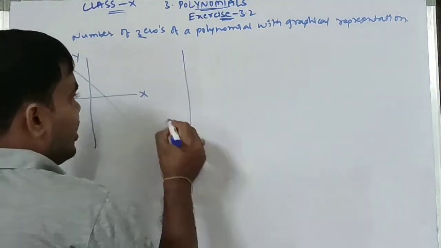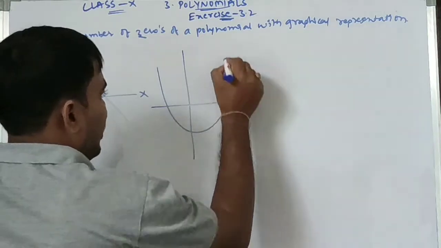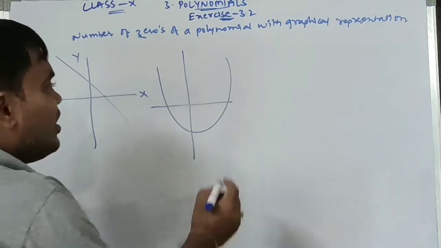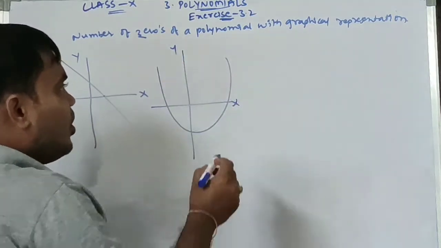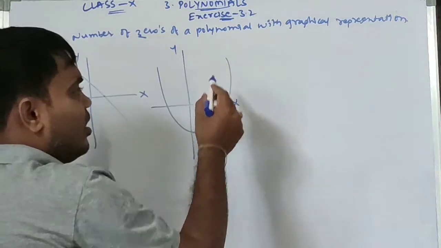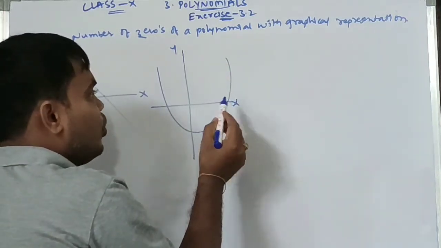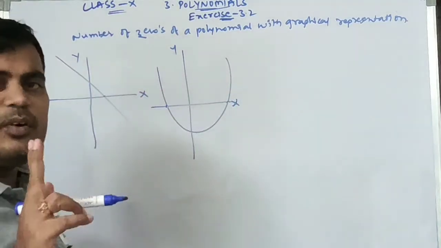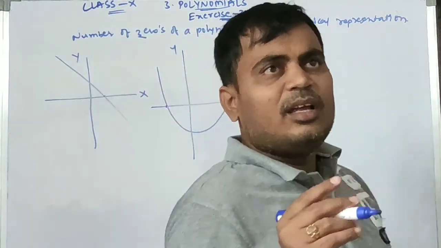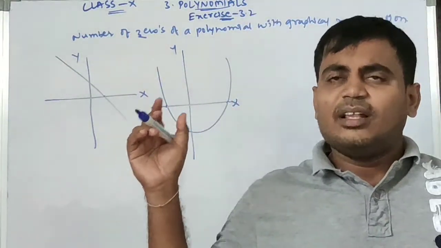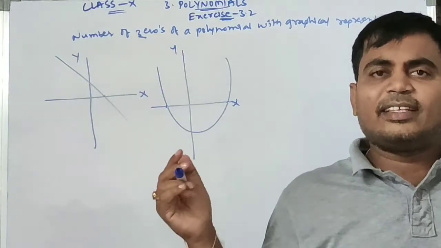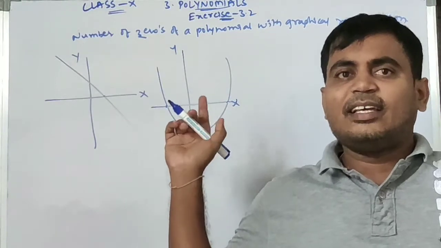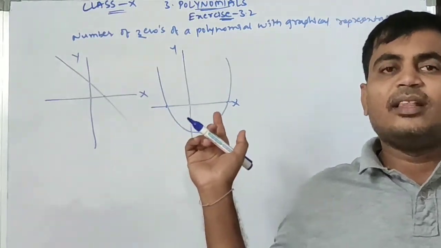Next, I am taking a parabola. If we are taking this parabola, this is the x axis, this is the y axis. This curve intersects the x axis at 2 points. So the number of zeros of this curve is equal to 2. The number of zeros is nothing but, in the graph, the number of points at which the curve intersects the x axis. Those many zeros exist for that polynomial.